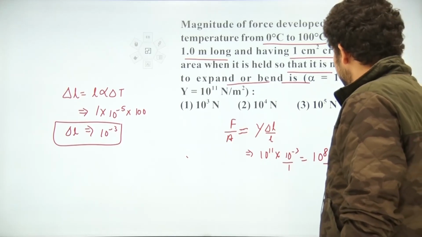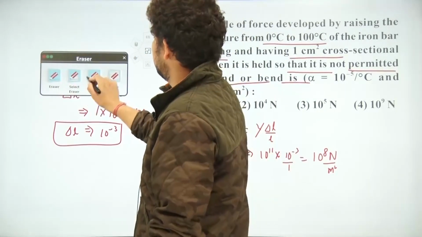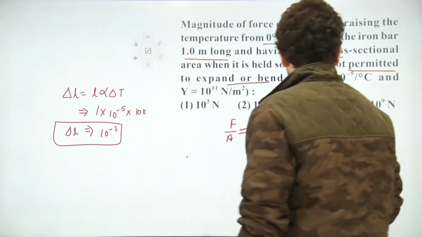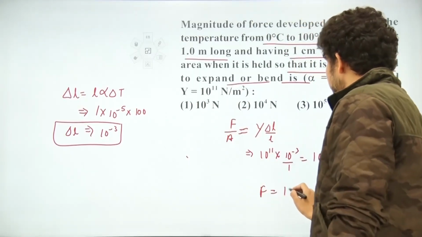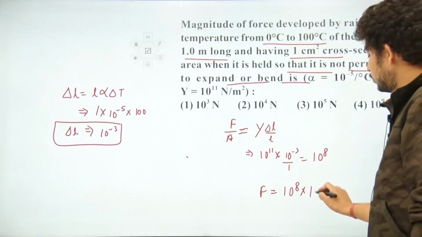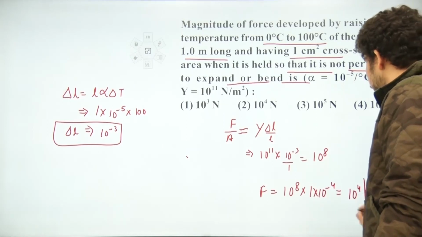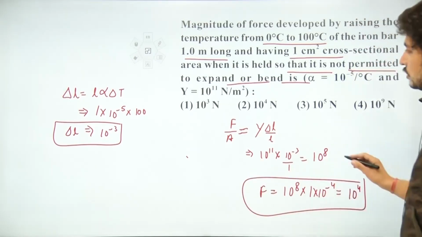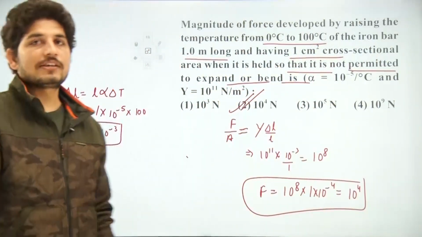So the force will come out as 10 to the power 8 multiplied by area. The area was 1 centimeter square, so multiply by 10 to the power minus 4. After solving, the force is coming out as 10 to the power 4. Option number 2 is correct. Please note it down. Thank you.